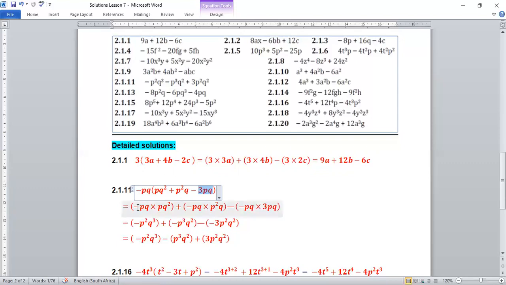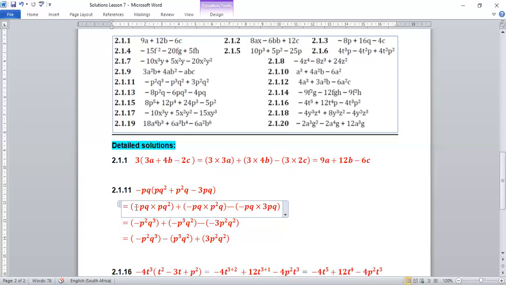So the first step is you multiply negative p cubed by pq squared. You write down this sign here, which is positive, and you multiply negative p cubed by p squared q cubed. The sign again in this case is negative, and within the bracket you have negative p cubed multiplied by 3p cubed.